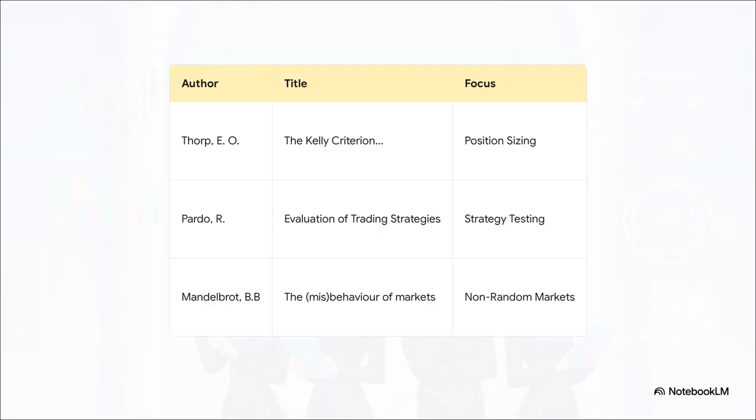For those of you who are serious about doing that homework and want to continue your studies, this slide lists the essential texts that are recommended at the end of the chapter. They'll let you take a much deeper dive into position sizing, strategy testing, and the very nature of the markets themselves. This is the path to real competence.